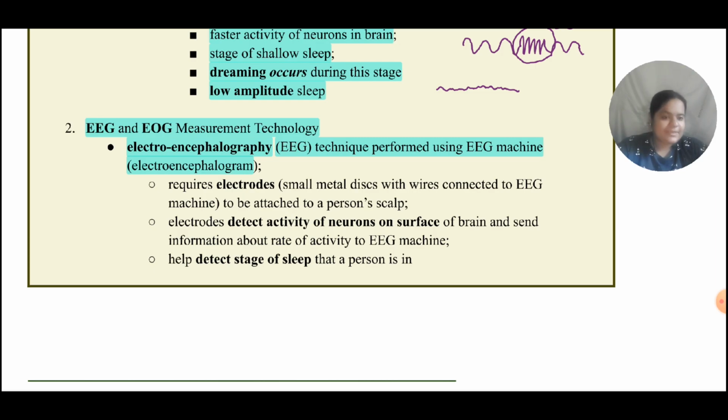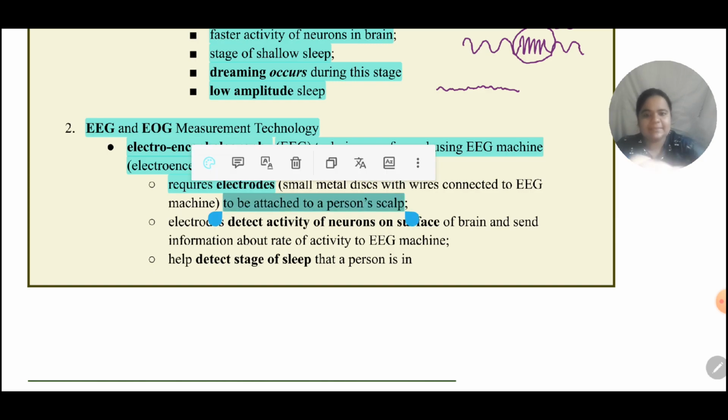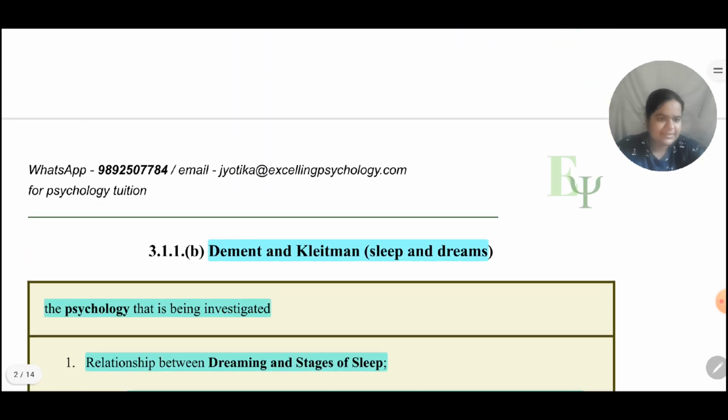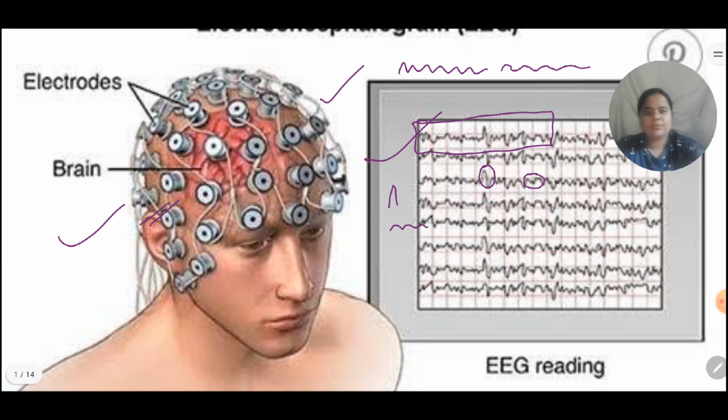Now, EEG technique, how it works, we have to know something more about it, because it becomes a part of the psychology investigated in the study. It's an indispensable part of how Dement and Kleitman were able to study the relationship between sleep and dreams. So we have to know more about it. The EEG technique is such that it requires some electrodes to be attached to a person's scalp, as we had seen in the diagram. Let's just revisit that diagram once to make these points more clear.